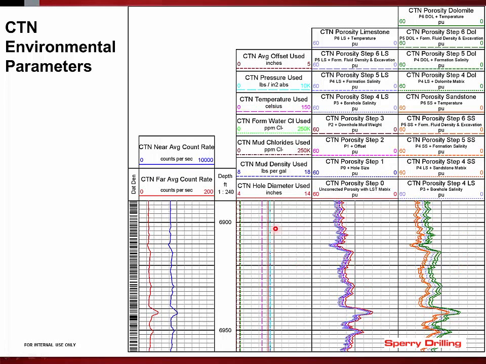In the second track, I've got all of the inputs which are used in those calculations. So I've got an input for hole diameter, mud density, mud chlorides or salinity, formation water salinity, temperature, pressure, and average offset, which is the position of the tool in the hole relative to the center, so how far off center it is. So you can see each of those is plotted as a curve. When you're QCing this data, it's important to look at this and to make sure that each of these values is reasonable and within the range that is expected, because any one of these being wrong is going to result in the final porosity being wrong.